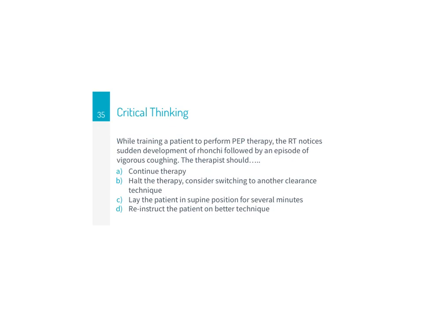While training a patient to perform PEP therapy, the RT notices sudden development of rhonchi, followed by an episode of vigorous coughing. The therapist should continue therapy, halt therapy and consider switching to another clearance technique, lay the patient in supine position for several minutes, or re-instruct the patient on better technique.